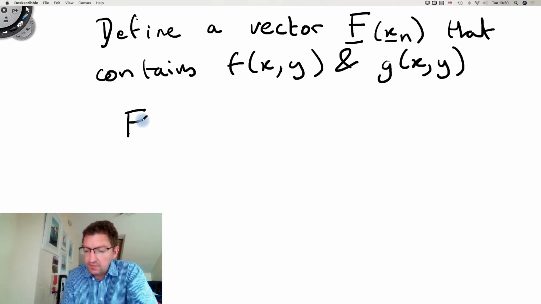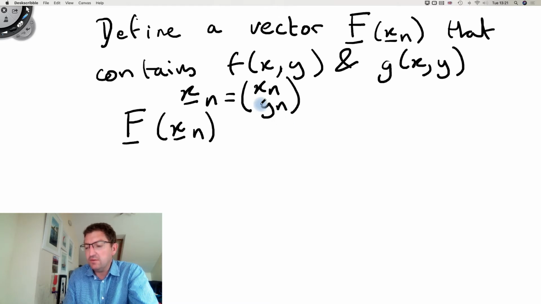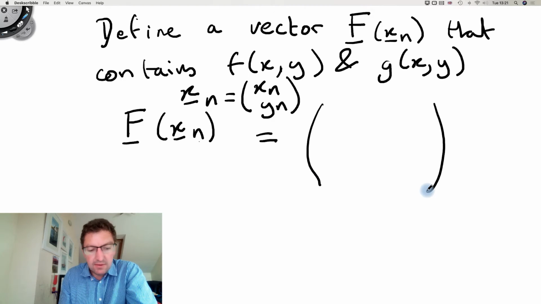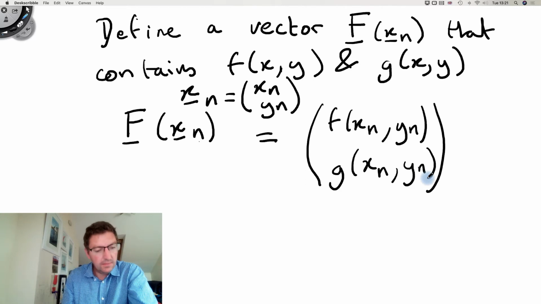So our 2D function is vector big F of x n. The big vector x of n is just the state of x n and y n at two points. So you put x n and y n into a vector as well, and F of x of n is the value of these functions f and g at those two values. So that will be a vector which contains f of x n, y n, and g of x n, y n. Okay, so that's going to be a key mechanism.